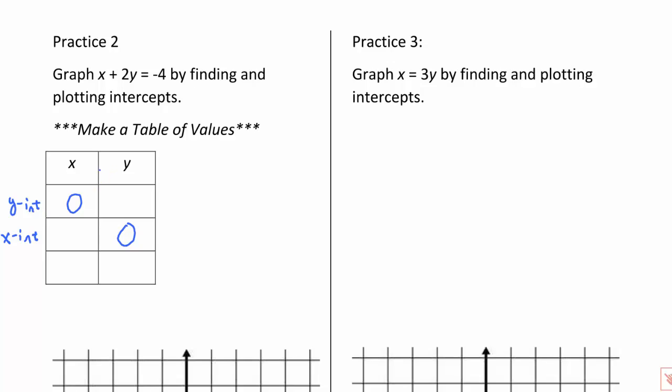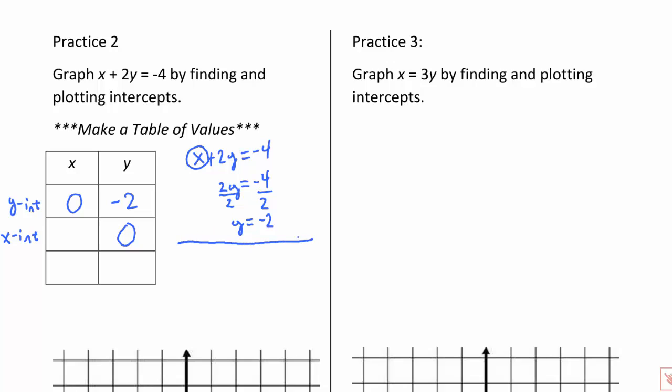Notice that for the y-intercept I can plug in 0 into the function. x plus 2y equals negative 4. If I plug in 0 for x, that means that this x becomes 0. That leaves me with 2y equals negative 4, because 0 plus anything is that anything. This is just a simple equation that we can solve. How do you solve this one? Well, we divide by 2. Dividing by 2 gives me y equals negative 2. So the coordinate for the y-intercept is 0, negative 2.